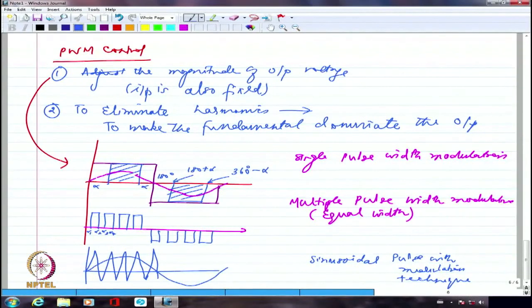So if I have a larger frequency triangular wave compared with that of a sine wave, I compare the two. Wherever the sine wave is having a higher magnitude, I will have a positive pulse. Wherever the sine wave is having a lower magnitude than the triangular wave, I'll have a negative pulse. So I'm going to essentially fire the positive devices S1 and S4 during the positive pulse and S2 and S3 during the negative pulse. So this is essentially the basic operation of a sinusoidal PWM. So we will look at sinusoidal PWM in the next class.